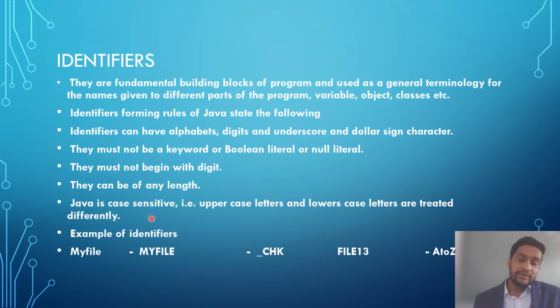Some examples of valid identifiers are here, like MYFILE in capital letters. You can see that instead of starting with an alphabet we have started with an underscore, so we can use an underscore also, like _chkfile13 and a to z.